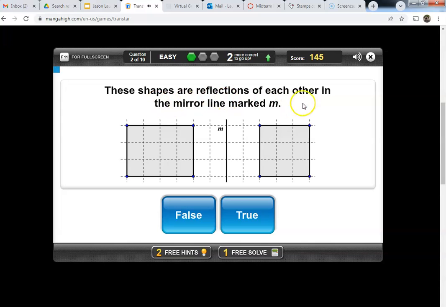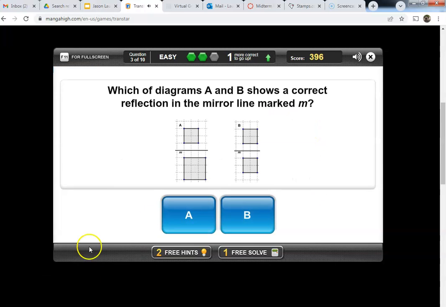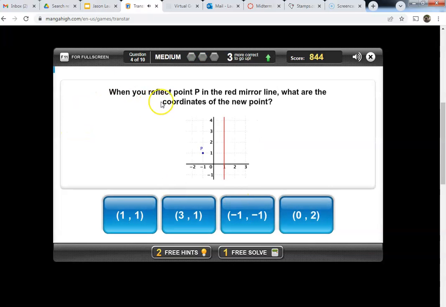Okay, these shapes are reflections of each other in the mirror line marked M. Well, these 2 points are at the right place, but those aren't, so that would be false. Which of diagrams A and B shows a correct reflection in the mirror line marked M? Once again, we're not going to have a change in size. This one, the coordinates match up. When you reflect point P in the red mirror line, what are the coordinates of the new point? So we can do this one. It's 2 away, so we're going to go 2 away, and it's 1 up. We know that one's staying the same, so it's going to be 3, 1.